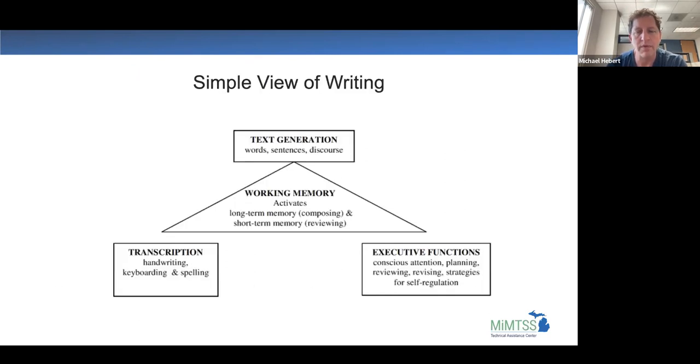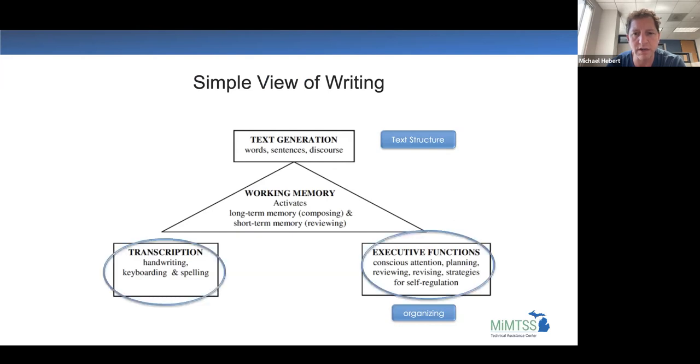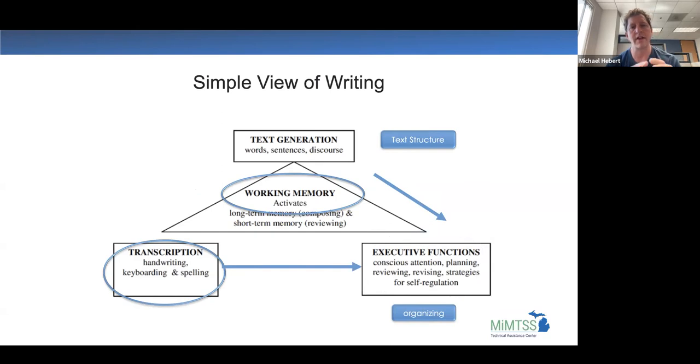So the idea here is, by providing the organization, typically we say that for the simple view, transcription skills and executive functions lead to text generation. But instead here, I've reduced the demands on working memory, and I've reduced the transcription demands. And by doing that, instead of focusing on text generation, I can focus on attention, planning, and organization, right? So I've kind of flipped what the student needs to focus on in their writing.